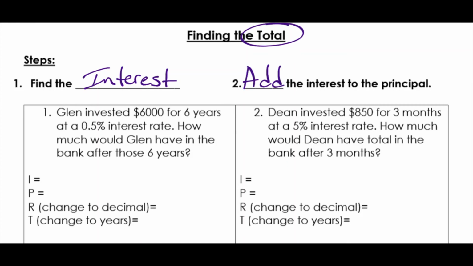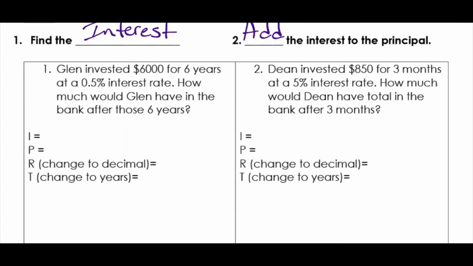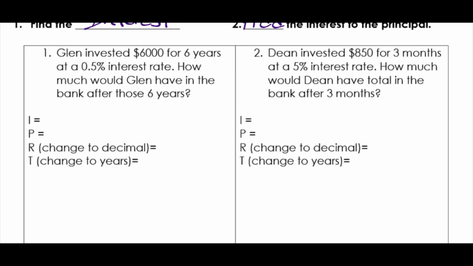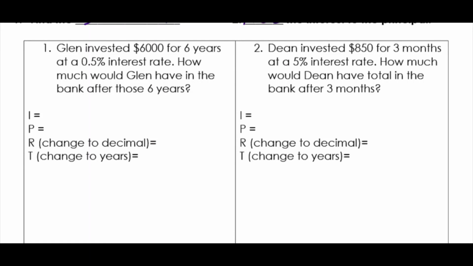It's similar first steps. Glenn invested $6,000. That's our principal. For 6 years. That's our time at an interest rate of 0.5%. Changing that into a decimal, it's 0.005 as a decimal. How much would Glenn have to give the bank back after 5 years? Sorry, how much would he have in the bank after 5 years?